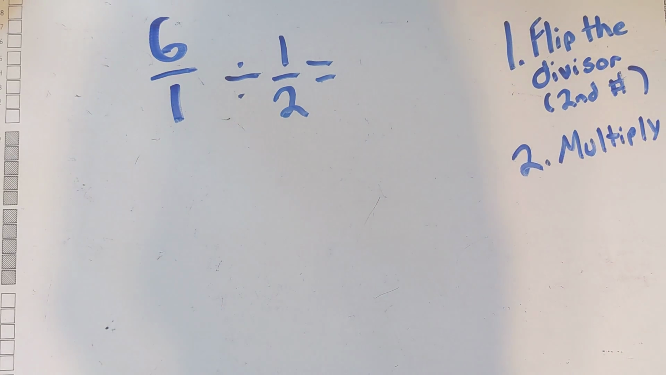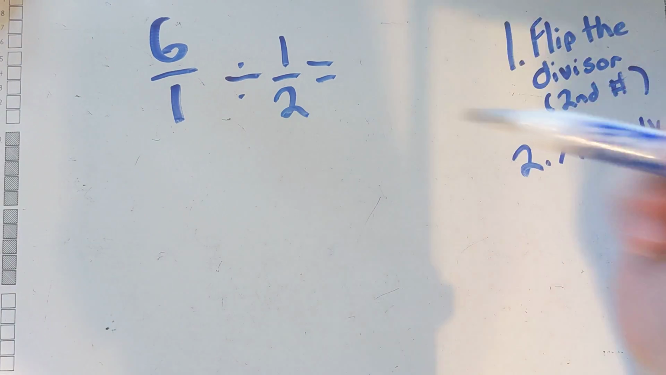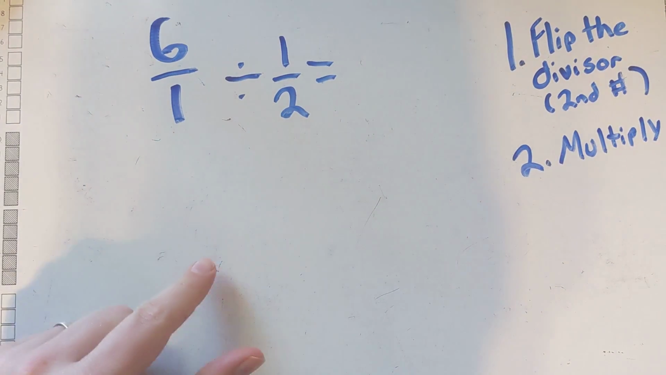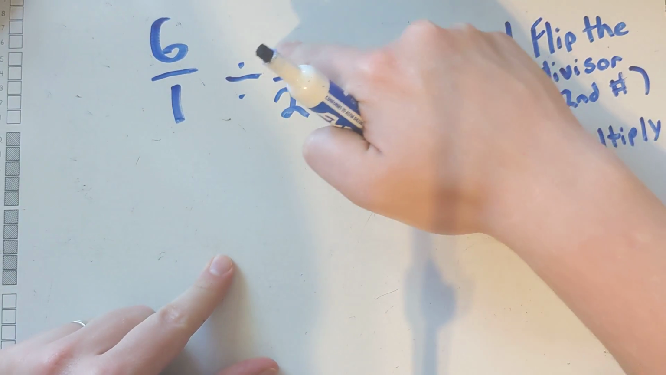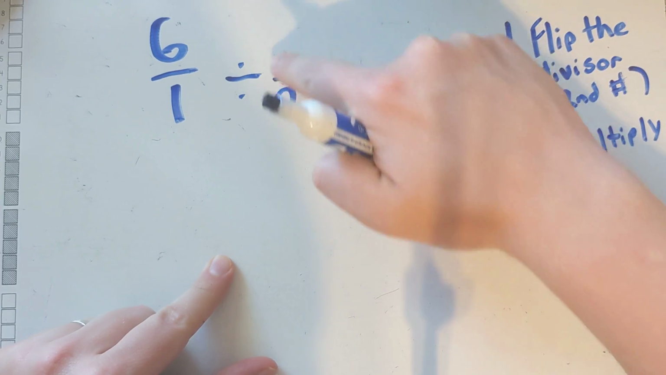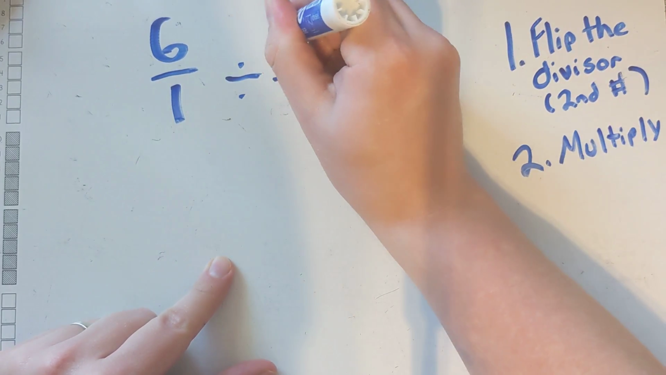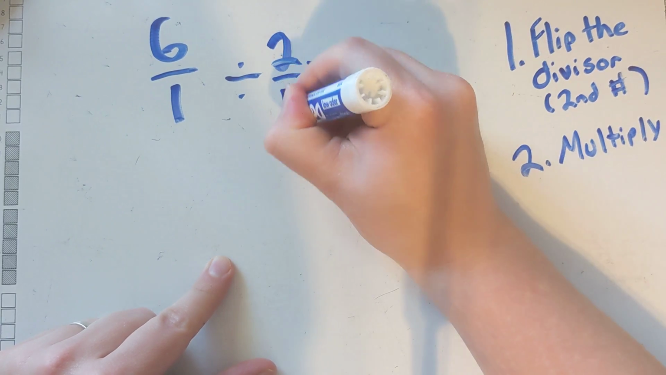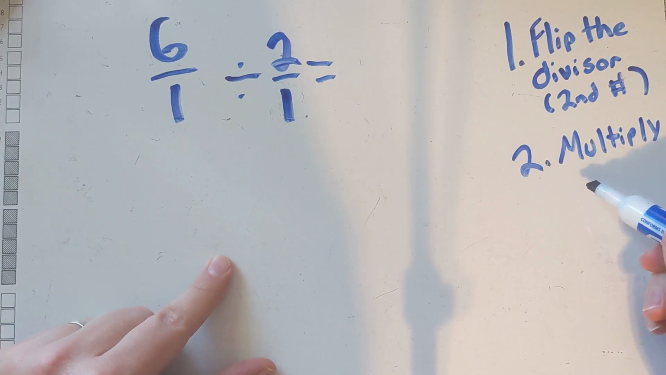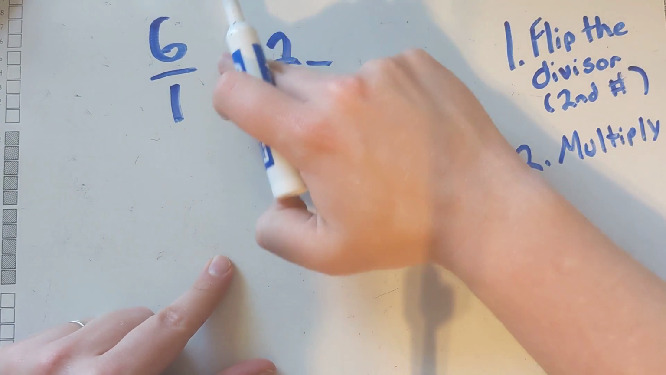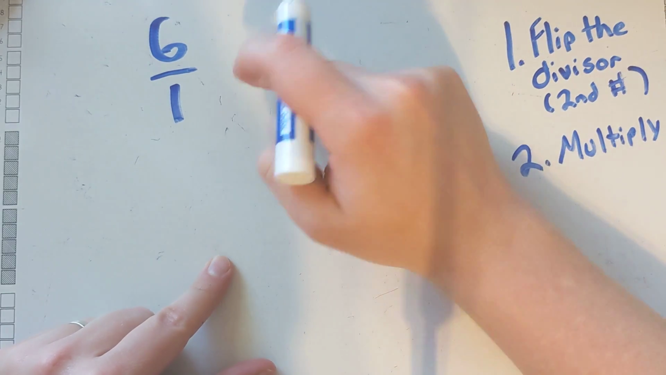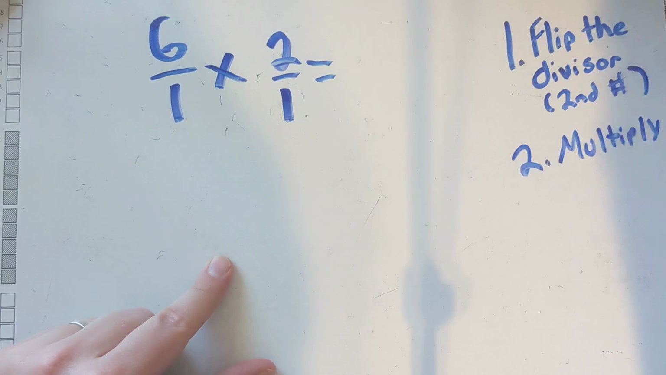So in order to divide, the first thing we're gonna do is flip the divisor, or the second number. Our second number this time is 1/2. So we're just gonna flip it. The numerator's gonna become the denominator, the denominator's gonna become the numerator. So now I'm gonna have 2 on top, 1 on bottom. Second step is to multiply instead of divide. So I'm gonna erase my divisor and I'm gonna multiply.